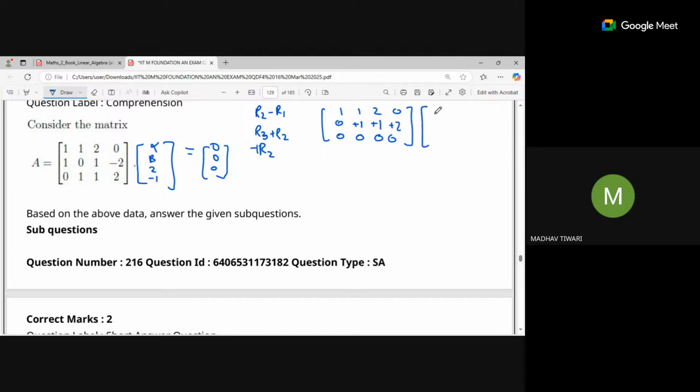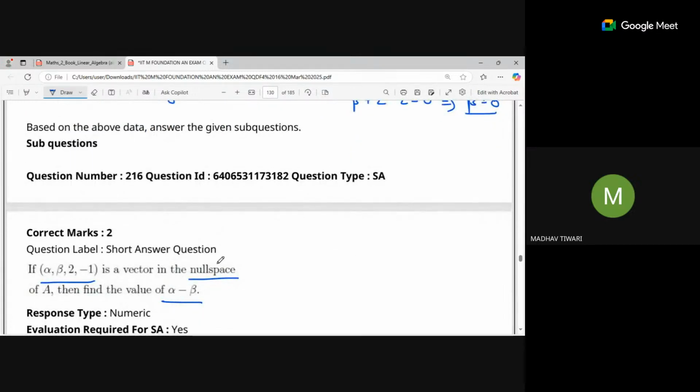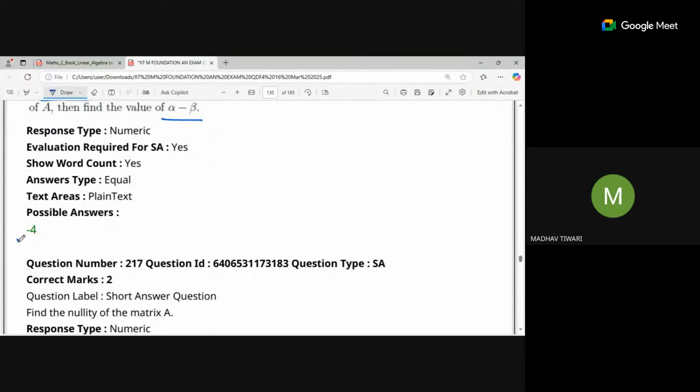Now if I find the solutions, alpha, beta, 2, minus 1 will be equal to the 0 vector. So alpha plus beta plus 2 2s are 4 is equal to 0. In the next one, beta plus 2 minus 2 is equal to 0. From this equation, I got beta value as 0. If I put beta here, I got alpha value as minus 4. I have to find the value of alpha minus beta, so it will be minus 4 minus 0, that is minus 4. So here it is.